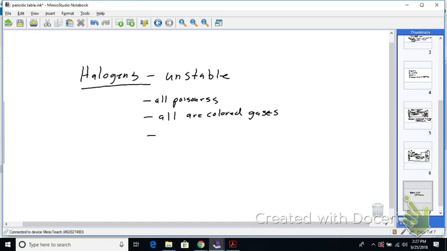All right? So they're unstable, all poisonous, and all are colored gases, and they're never found free in nature. You can't find them by themselves. Now you can chemically produce them, but in nature, if you go looking for chlorine gas, you're not going to find it. Okay? And then the last one is your noble gases.